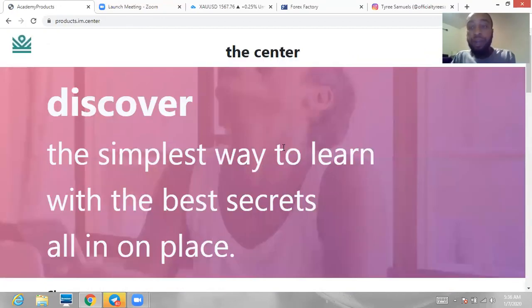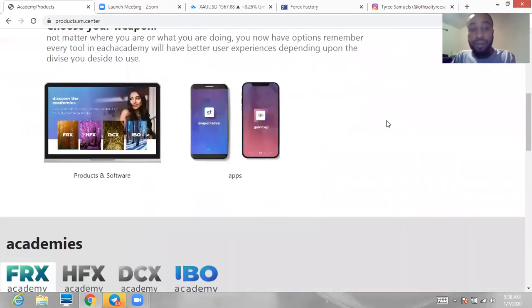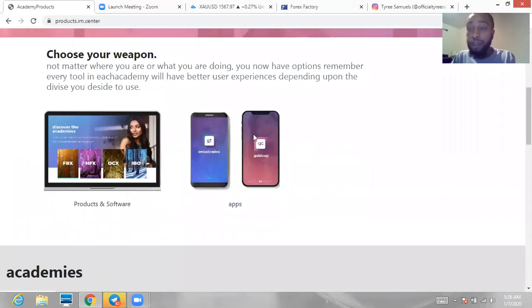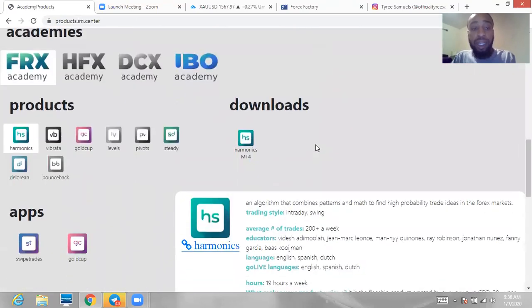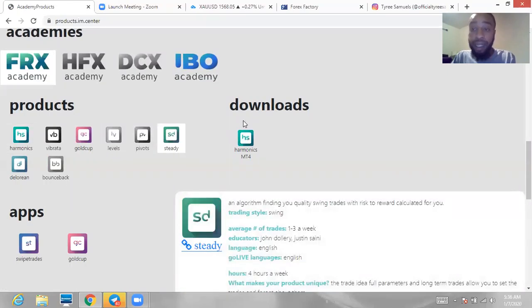Now, the next screen is going to be where you will have access to all the products that IM has to offer, which are going to be maybe more than what you're going to be able to know what to do with. So as you scroll down, you will start to see that they have apps that you can use, Swipe Trades and Gold Cup specifically. And the one that we're going to be covering today is going to be Steady.